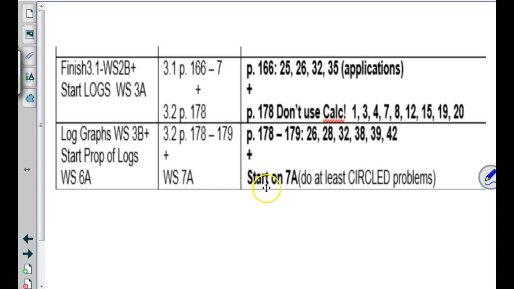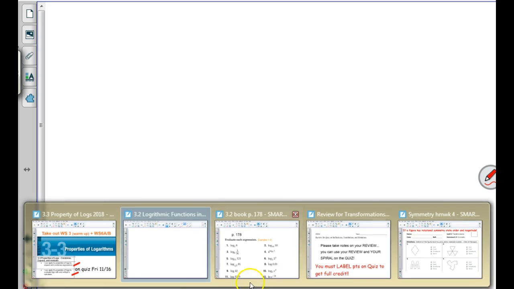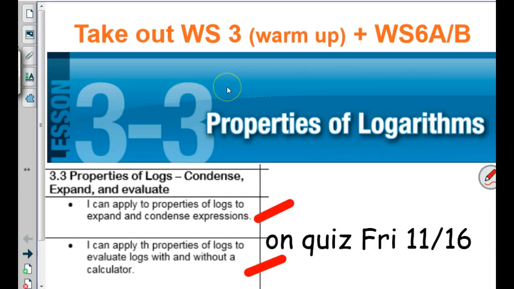All right, so your homework on this, I showed you last night, but now that we've started talking about the applications, I think you can better be prepared to do those on 178. All right, the properties of logs is where we're going today, 3.3. This is worksheet 6. And we're basically talking about condensing and expanding logs. That's it.